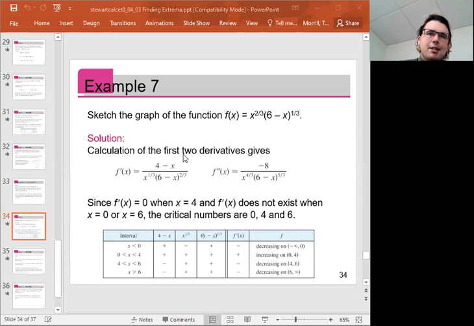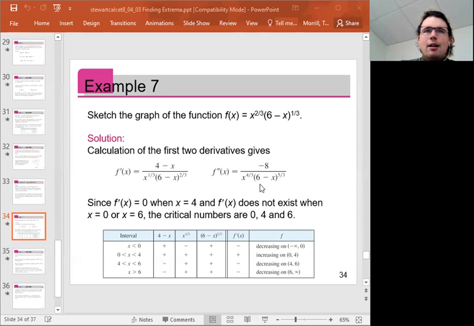So the coordinates that give us critical points, right? What values of x make this first derivative 0? And also what values of x make this first derivative not exist? Well, if I put in x equals 4, this quotient will be 0. If I try putting in 0 or positive 6, then the quotient will just not exist because I'm trying to divide by 0. So we have 3 different critical points, or critical numbers if you prefer.